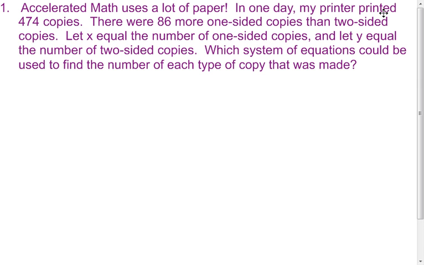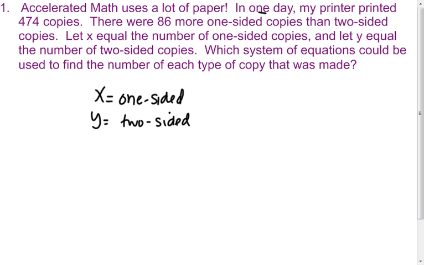Let x equal the number of one-sided copies. So I'm actually going to write this. X equals one-sided. And let y equal the number of two-sided copies. So what I want to do, let's see, which system of equations could be used to find the number of each type of copy that was made? So you've got two different numbers here to work with and two different variables, and you're going to make two different equations.